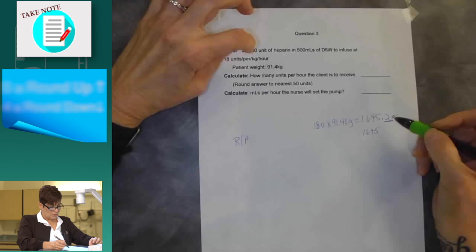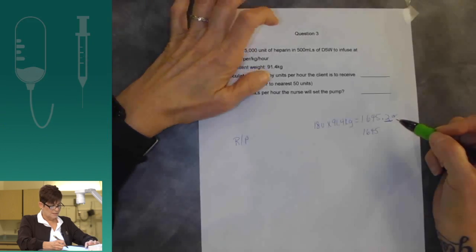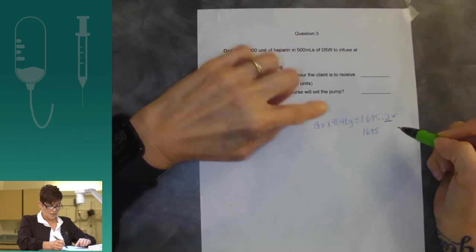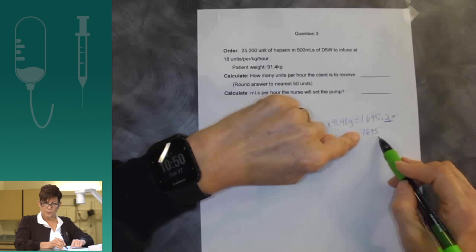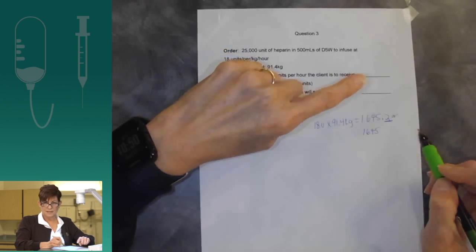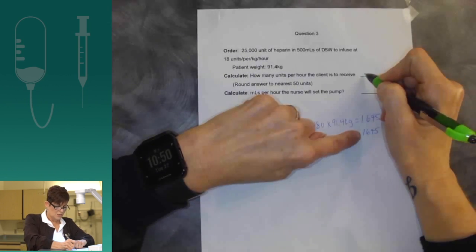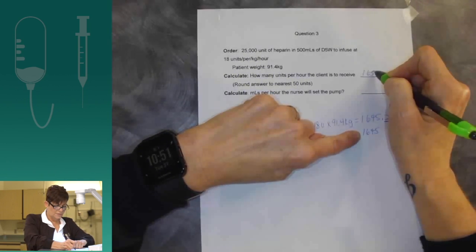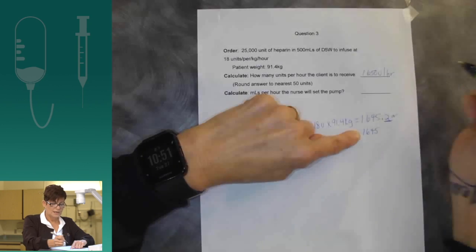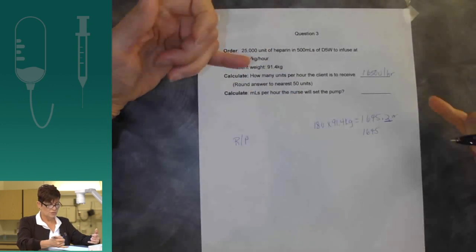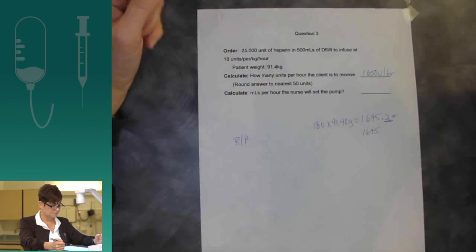So what we need to do, the question says to round this to the nearest 50 units. So even though this says 1,645, in order to round it to the nearest 50, we're going to round this to 1,650. So it's going to be 1,650 units per hour that this patient is going to get. So this is the first part of the problem.